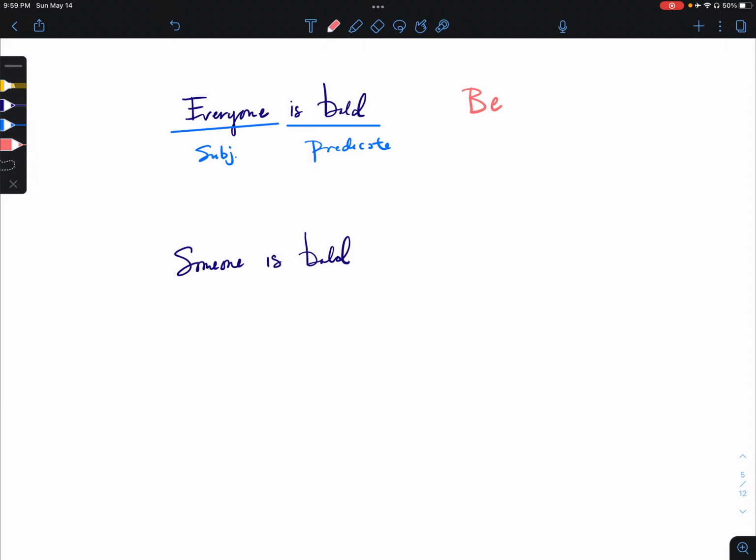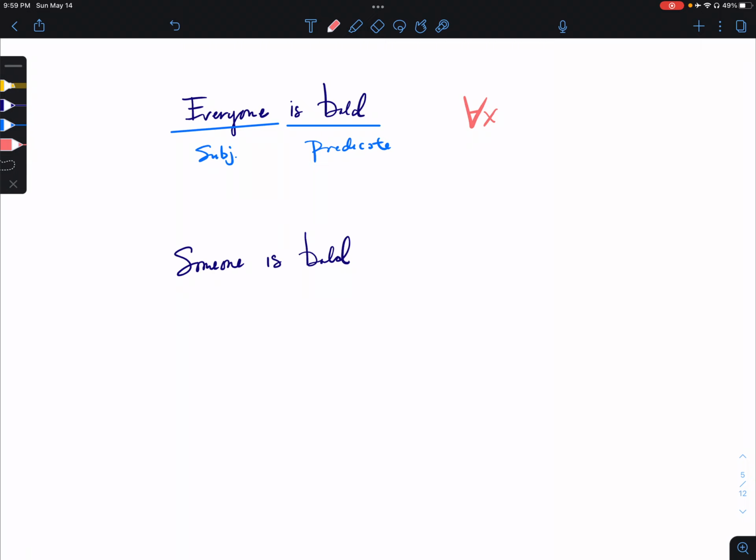But that's not what the sentence means. It doesn't mean there's some one individual that has the property of being bald. Instead, we've come up with a way to capture this using quantifiers. We will write, there is this domain with objects. We must specify what it is. Let us say that it is people.